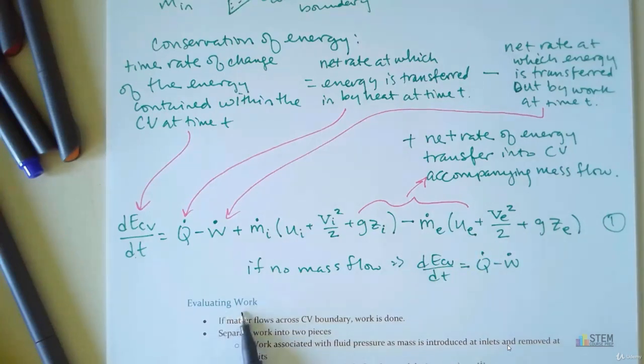Now let's go over evaluating work. If matter flows across the CV boundary, our control volume boundary, then we've got work being done.